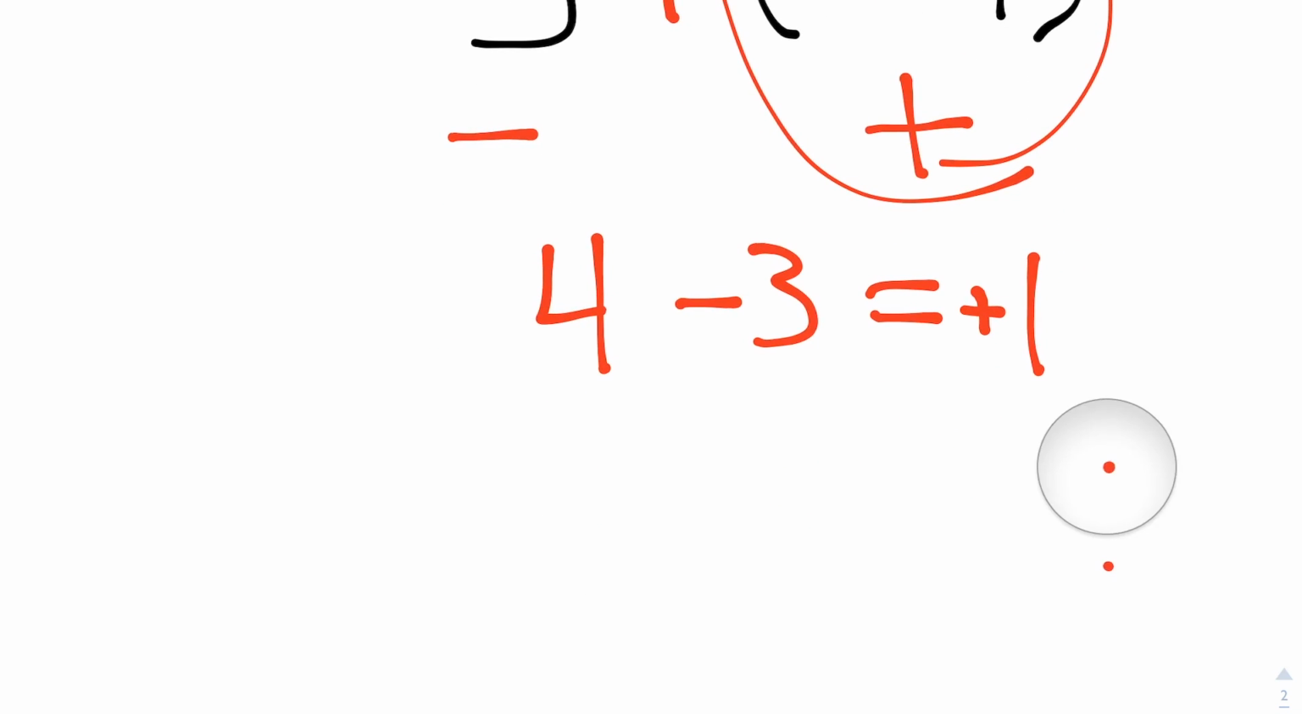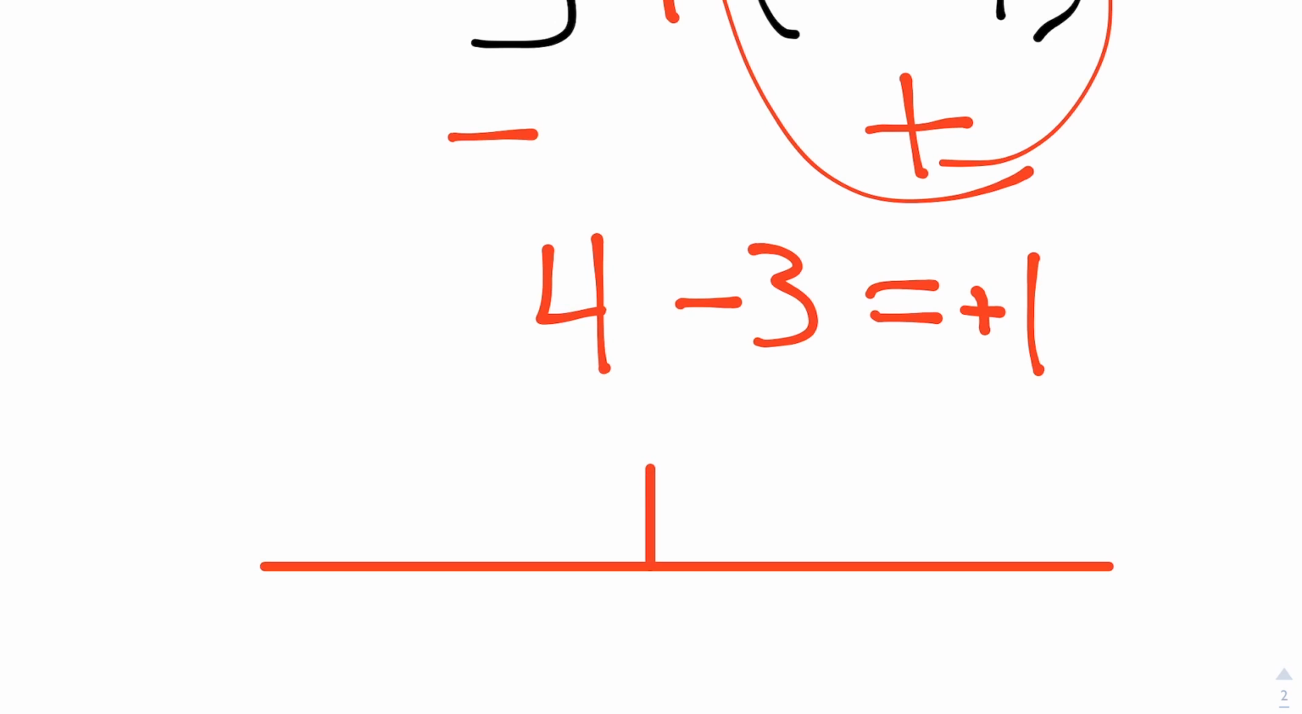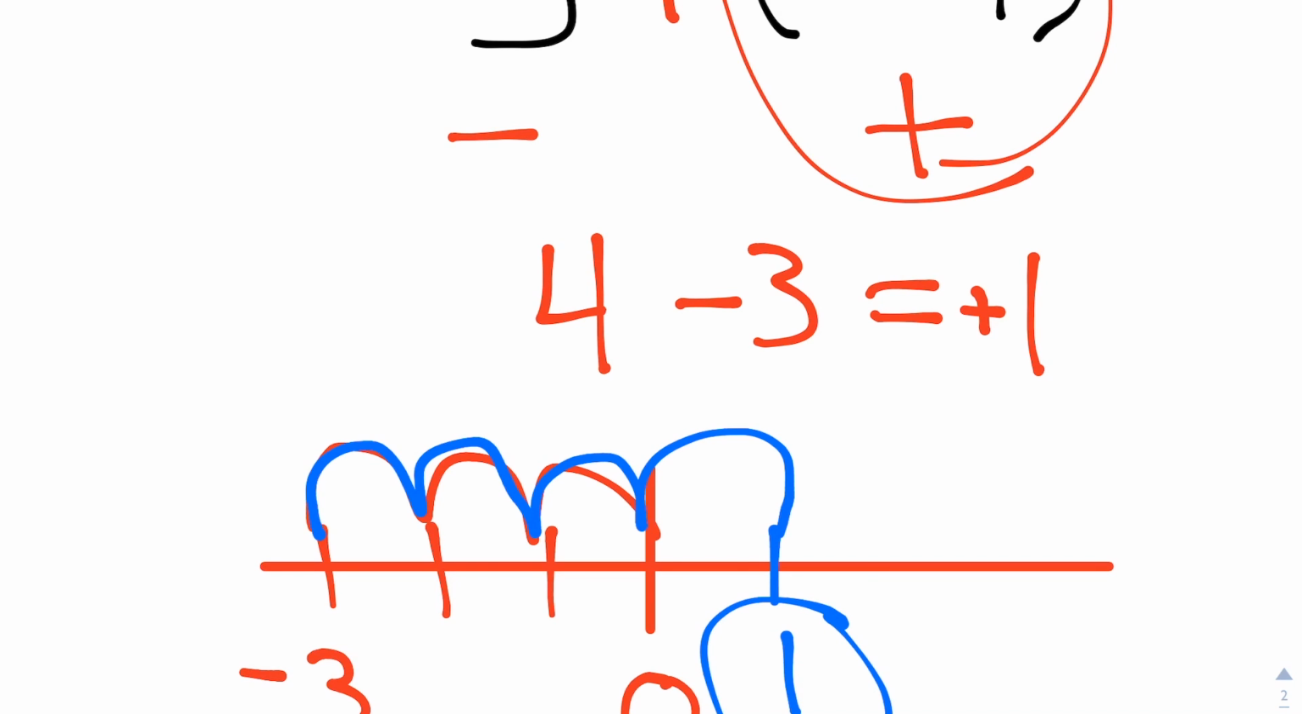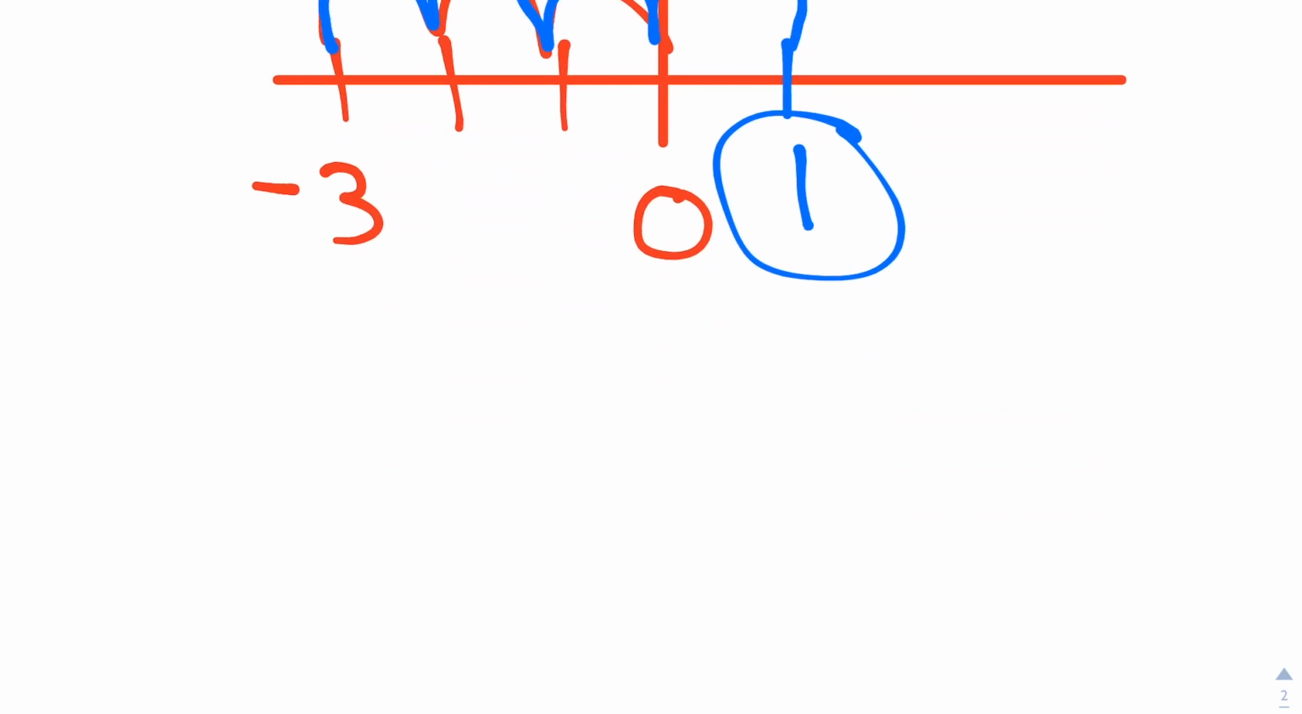Okay, looking at our number lines. I start out at -3, and then it tells me to go to my positive, and I have to go 4. 1, 2, 3, 4. Should be a +1, and that's my answer. Okay, let's take a look at one more example, and then you'll start on your own.